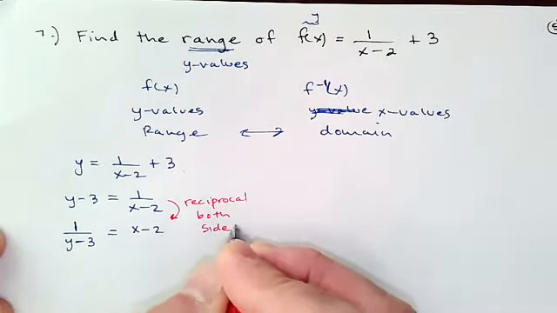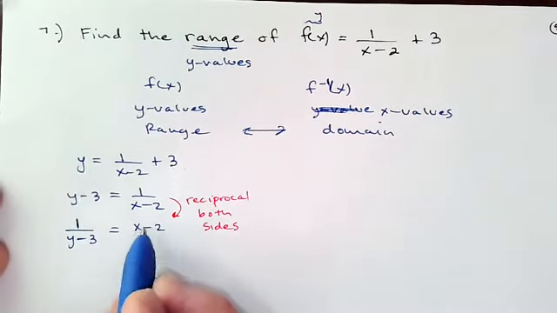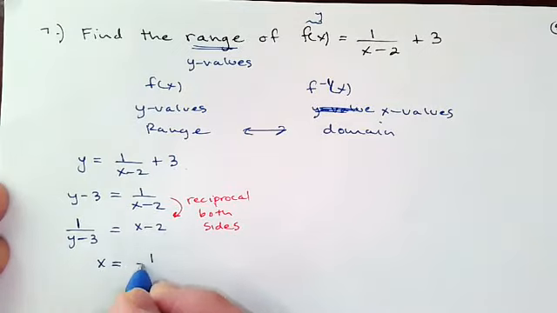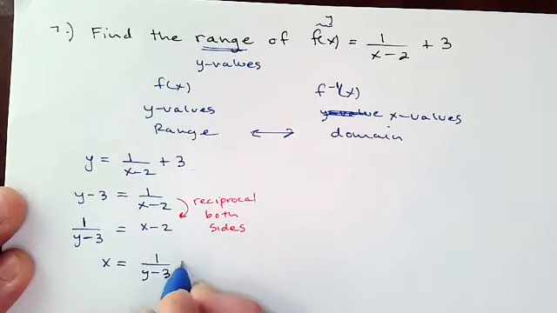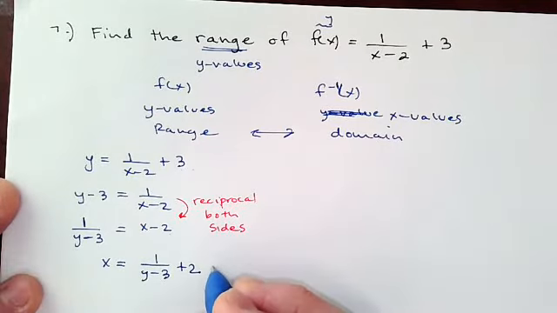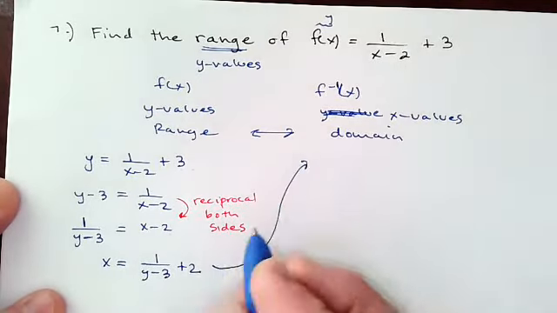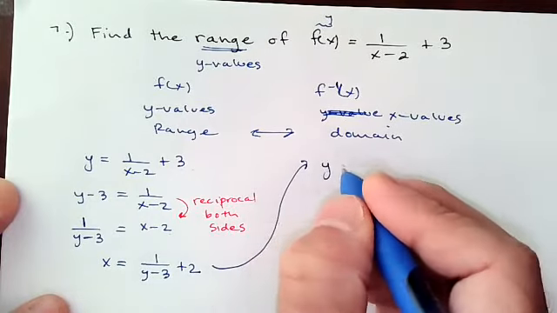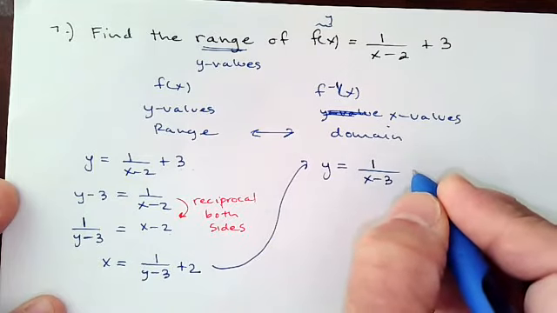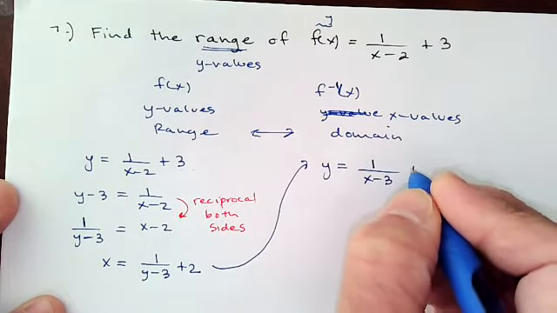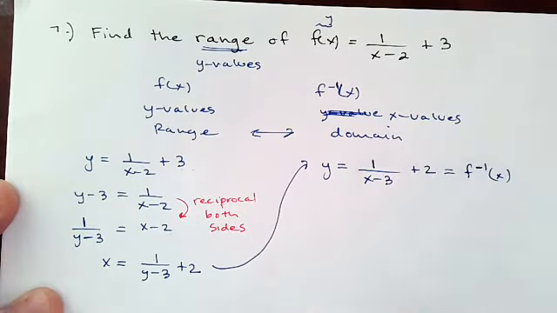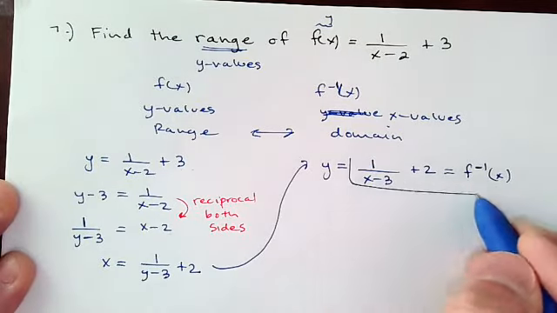I just think it makes the math a little bit easier. Because then to solve for x, all I have to do is add over a 2. So I get x is equal to 1 over y minus 3 plus 2, which means, let's move this up here. Last step in finding the inverse is to switch x and y. So y is equal to 1 over x minus 3 plus 2, which I know is my inverse function. Okay, so I've got my inverse right here.